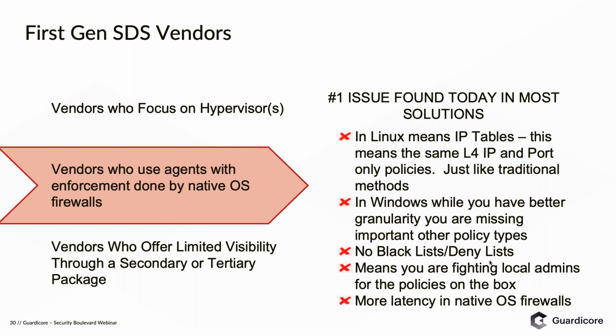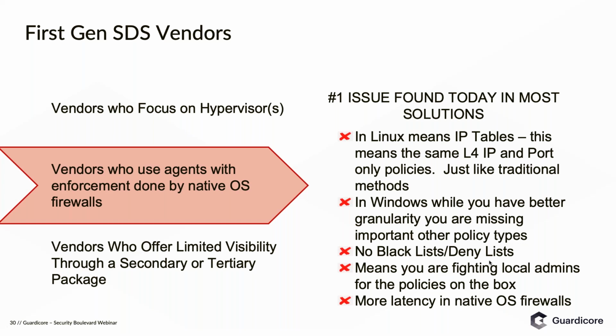Most vendors out there today, and this is the number one issue we find when we go in to do POCs with people who are looking at our competitors, is that in Linux, if they use the native firewall, it means you're stuck with iptables. This means that you are only doing layer 4, so IP address and port. Again, no process, no identity, no fully qualified domain name capabilities, and so you have a lot of issues.